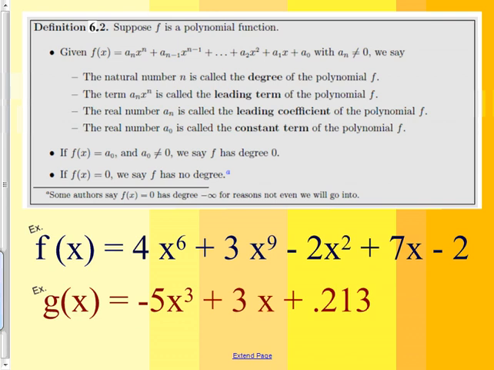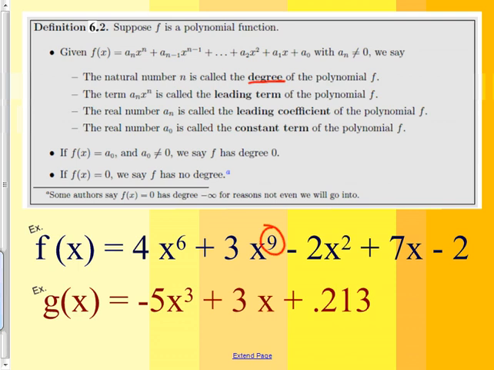I'm going to do this next part without the fancy wording. I'm just going to tell you from an example or two how to find the degree, the leading term, the leading coefficient, and the constant. Okay? The degree, you just find the biggest power. If it's all multiplied out, it's that simple. So, do you get that that one is degree 9?